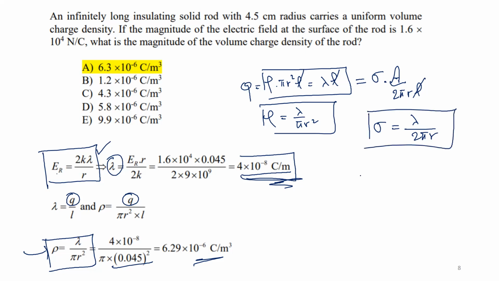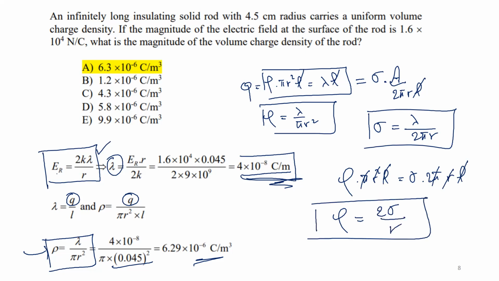Now also you can write a relationship between rho times pi r square L, and sigma times 2 pi r L. Of course, the L goes away, the pi goes away, and one r goes away. So you end up with rho just 2 sigma divided by r. Okay, so I have 2 sigma divided by this r, which is another relationship. It all depends on how you want to solve it, and what the problem is guiding me towards.